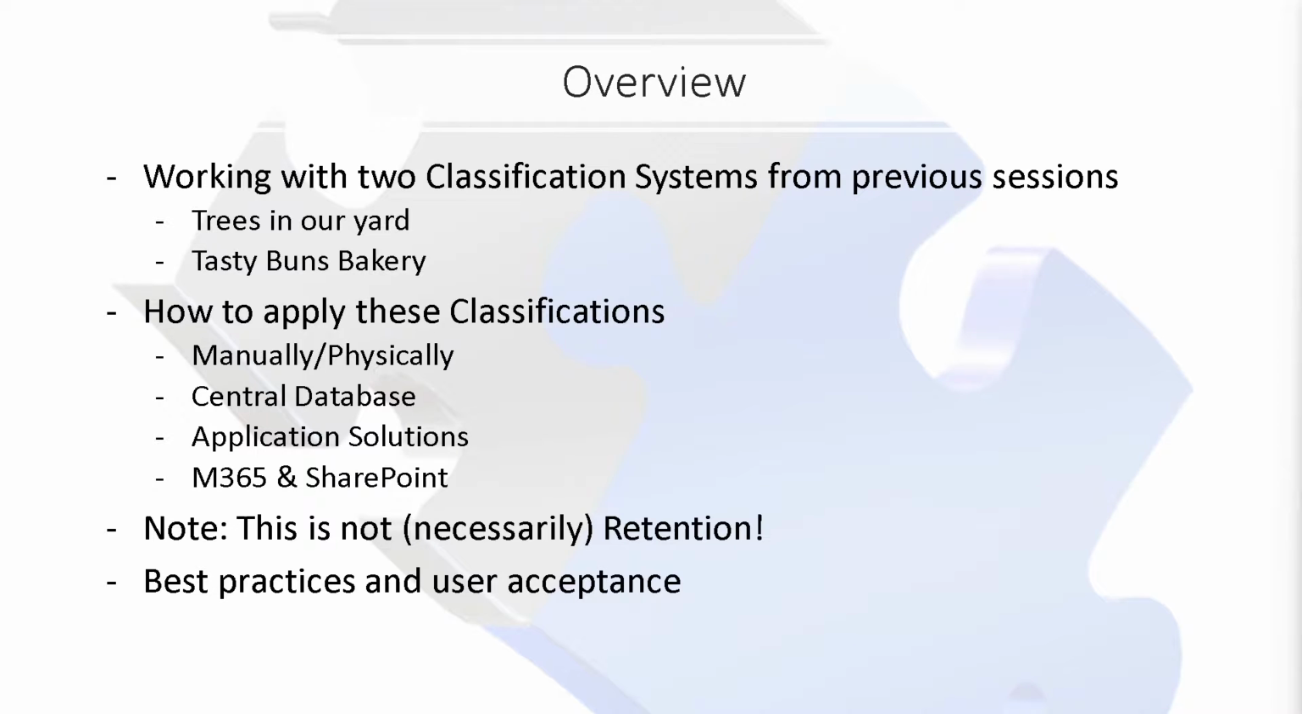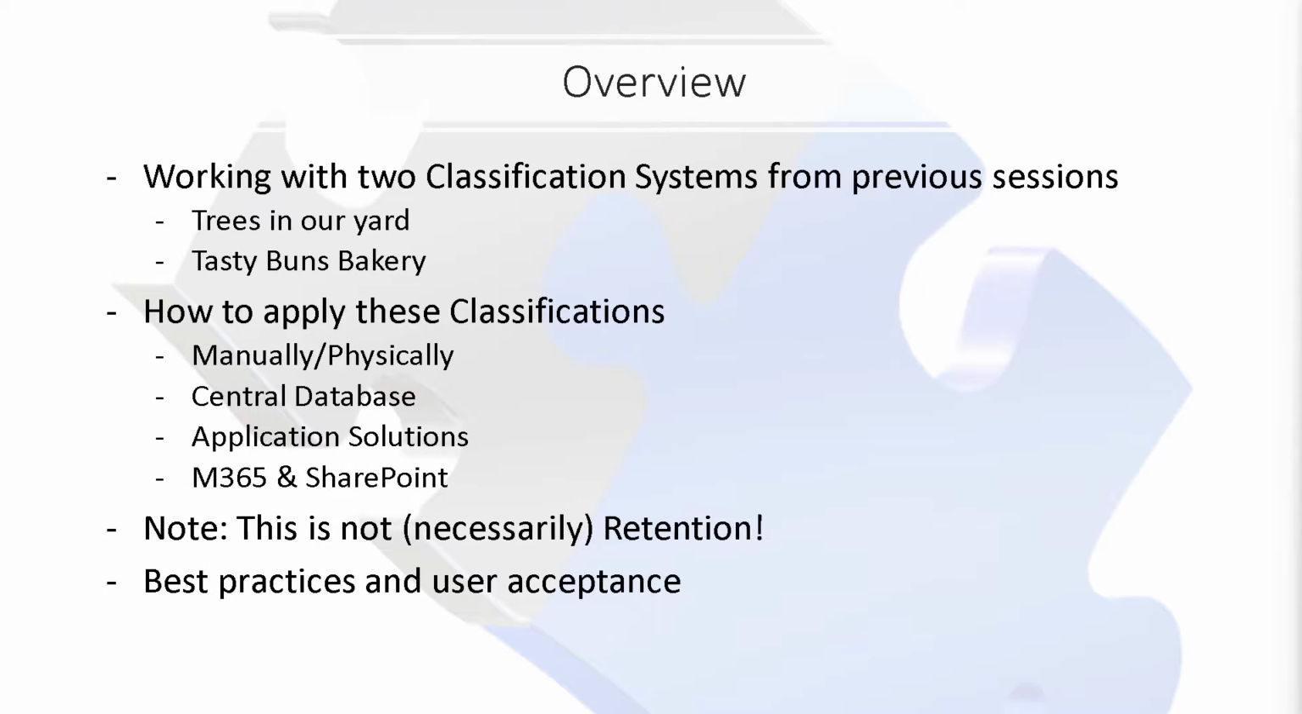So how we'll be applying these classifications, the essential focus of this will be to actually classify it, as it's called. And we'll do that in a number of different ways here. We'll look at some manual and physical ways that we can apply classification. We'll look at some centralized databases, what we can do to use things like spreadsheets to keep track of these classifications. We'll look at some application solutions. This will be the main focus of today's presentation. In the application solutions section, we'll focus on applying classification in a passive way. We'll see more of this later. Then we'll look at some M365 and some SharePoint, how we can apply our classifications into those environments as well.